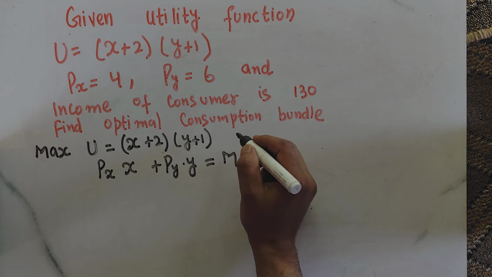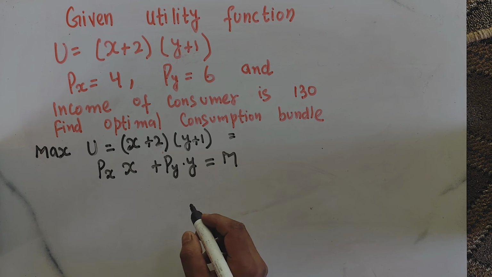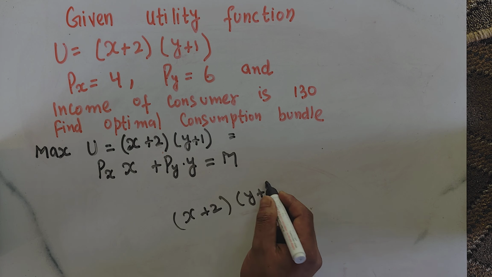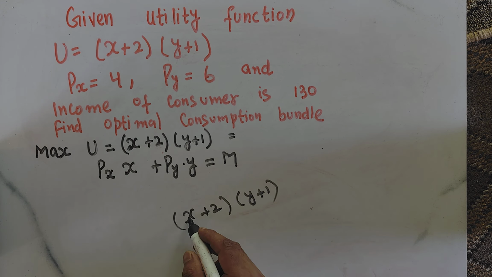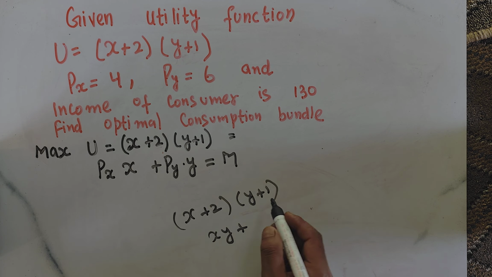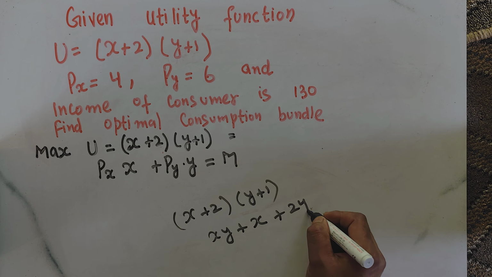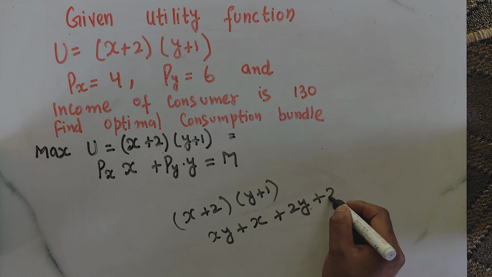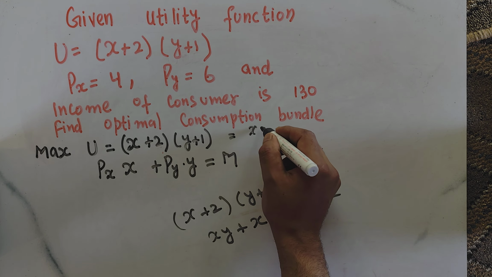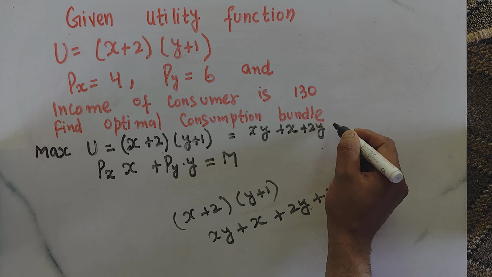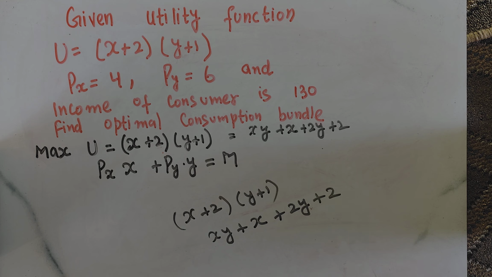Okay, so can we rewrite the utility function? Let us solve it first. We have (x + 2)(y + 1). Multiplying first with respect to x, we have x into y is xy, then x into 1 is x, then we have 2y, plus 2 ones are 2. So our utility function is xy + x + 2y + 2.